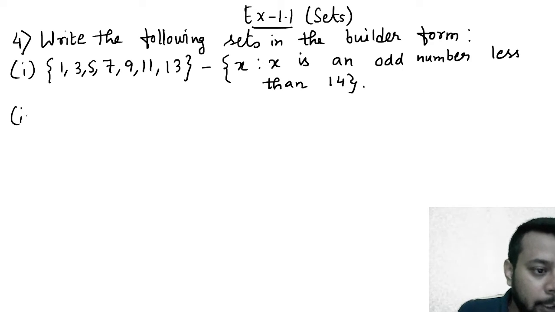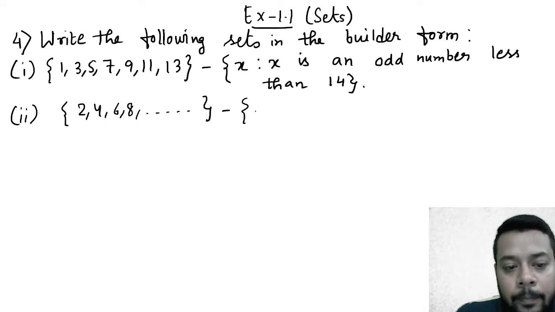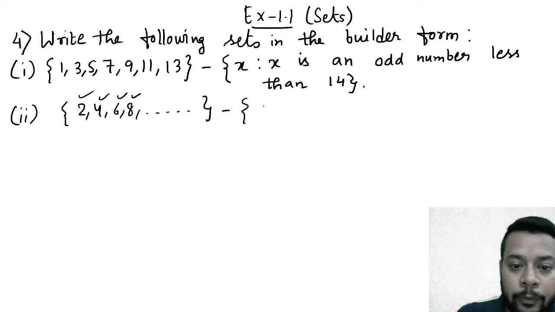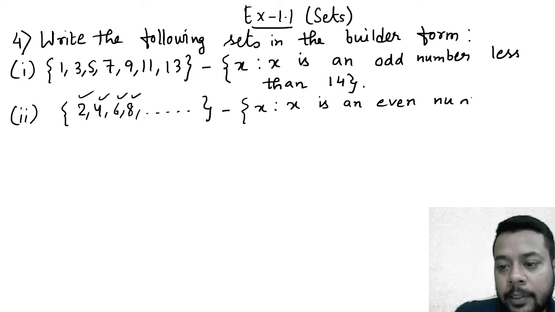What about subpart 2? What is there in subpart 2? 2, 4, 6, 8 and so on, right? So how to write this one in set builder form? Clearly it is seen that 2, 4, 6, 8 are what, students? These are all even numbers. So we'll write the same thing. x is an even number.